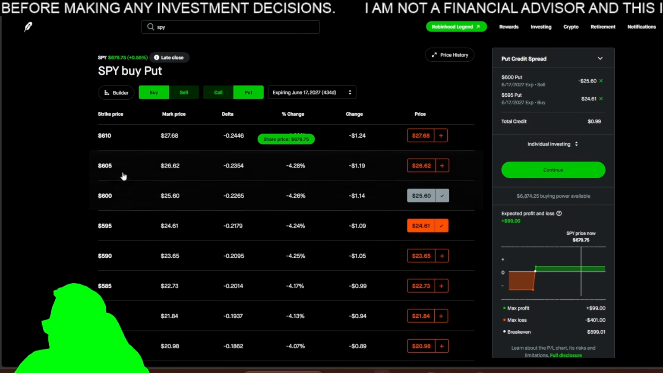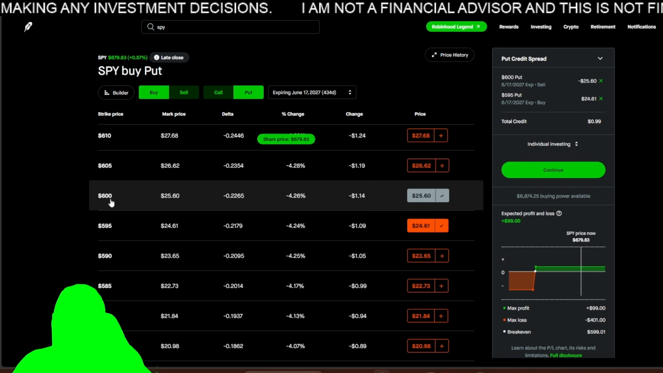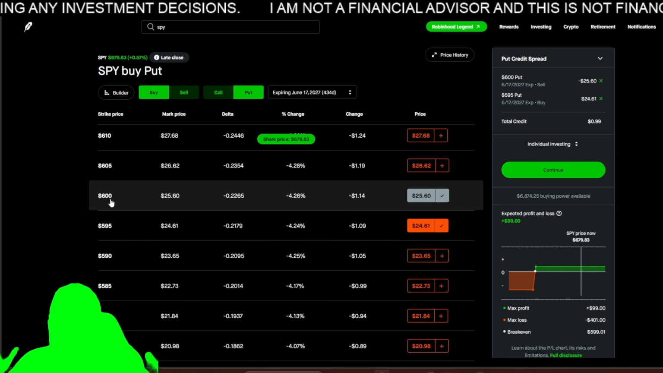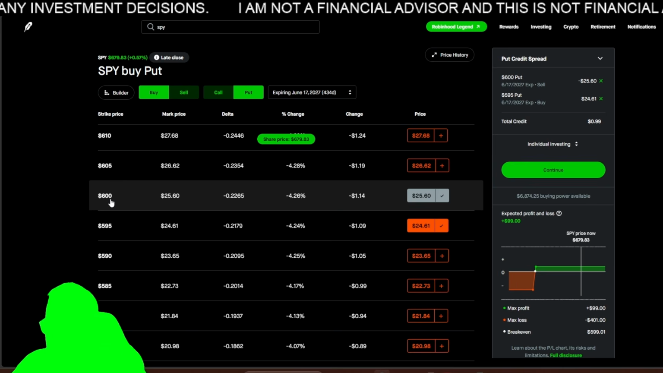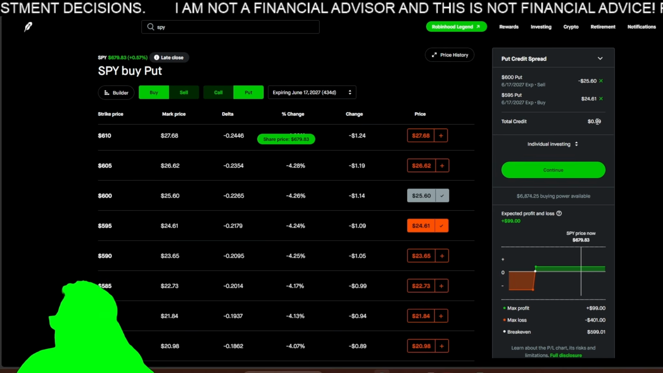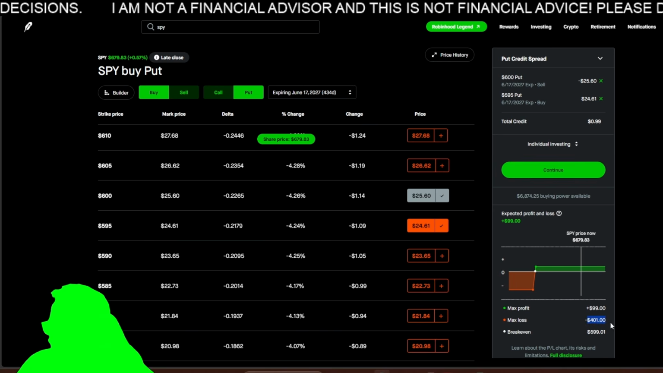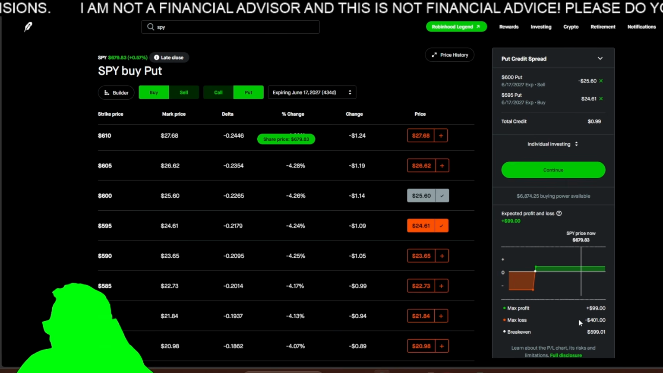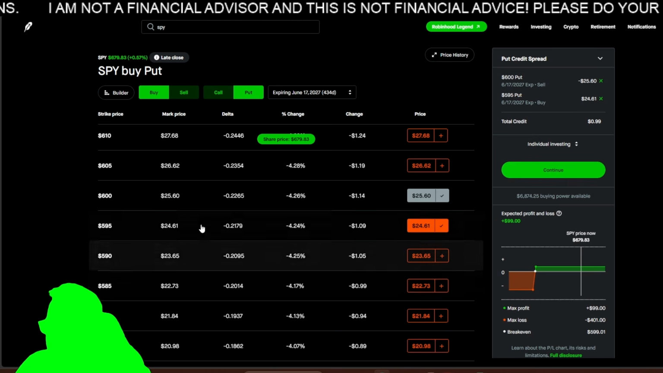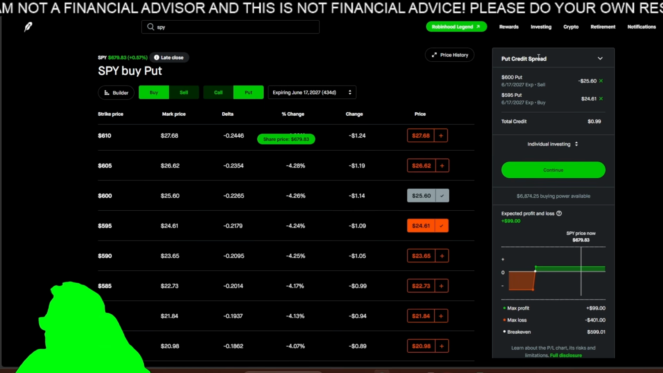And so basically what's happening is that the width of the spread here is $5. So the max loss is $500 in this spread. But you get paid out $99 for this trade to be open, and so that's why your max loss is $401. That's something very interesting to look at here. And this is what's called a put credit spread.